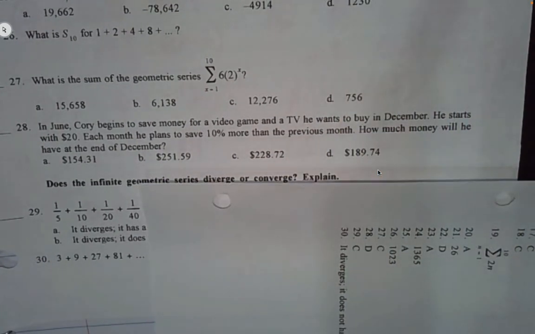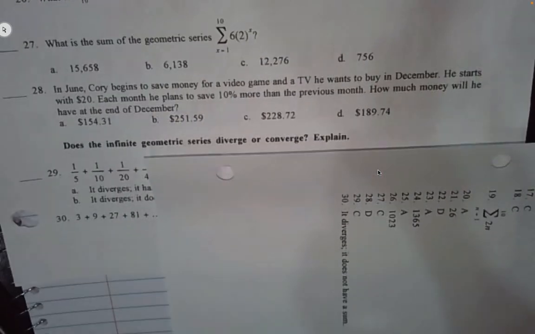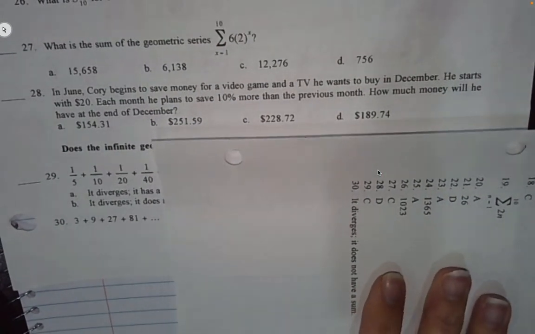Number 28 says, in June, Corey begins to save money for a video game and a TV that he's going to buy in December. He starts with $20 and he plans to save 10% more than the previous month. How much money will he have at the end of December? So, y'all, this is the one that I figured out, because you weren't here that day when I was telling them how to do that problem.